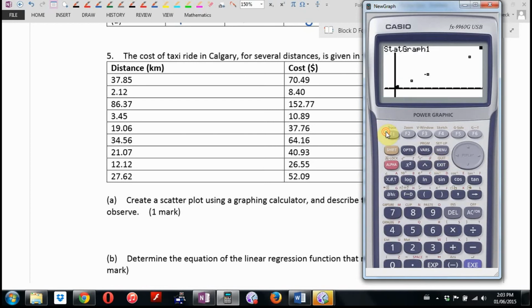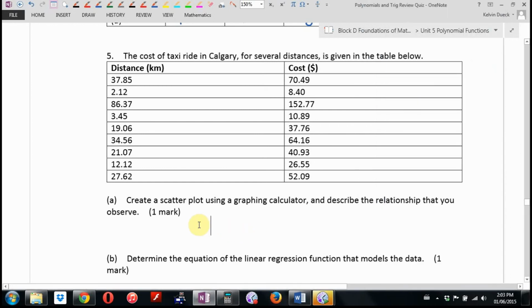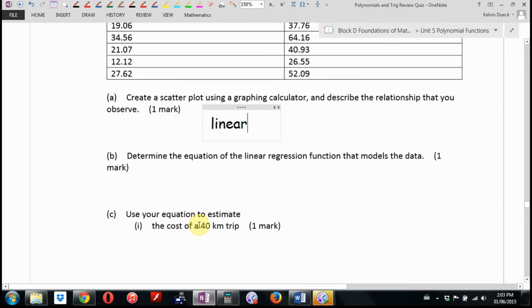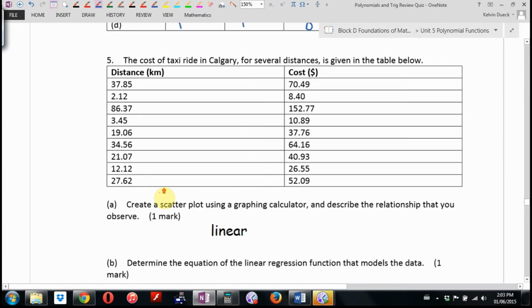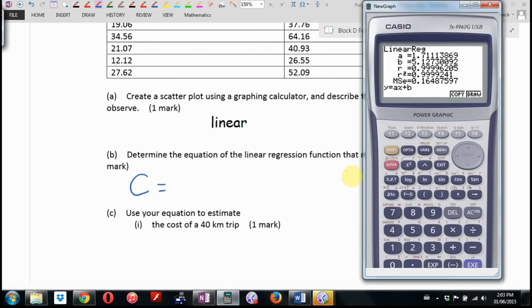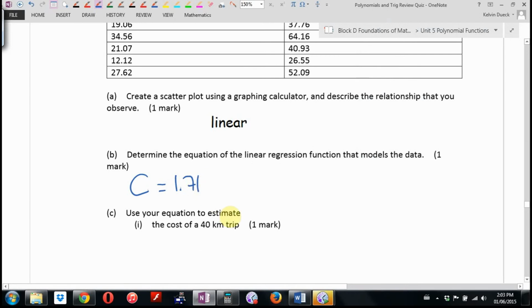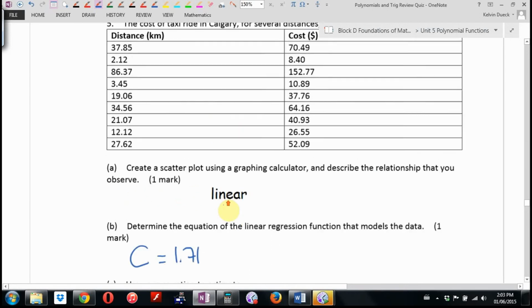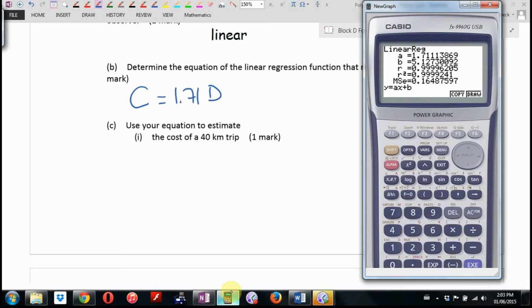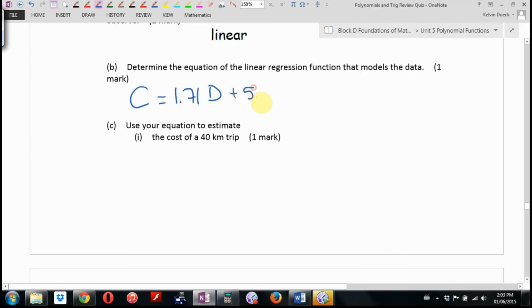Whew. Graph. That looks linear. Calculate. Linear. First of all, describe what you observe. I'm pretty sure this is linear. Determine the regression line. I'll use C for cost instead of y. And it's going to be 1.71, and instead of x, I'll use d for distance, plus $5.13.